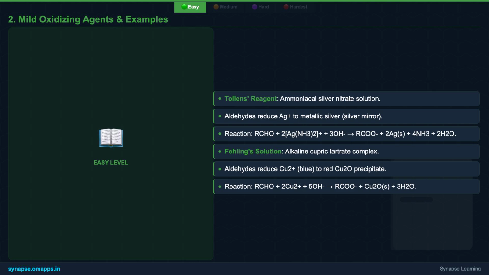Ketones, however, lack this special hydrogen. Instead, they have two alkyl or aryl groups on either side of the carbonyl carbon, making them resistant to gentle oxidation. This is why we use specific mild reagents like Tollens' reagent and Fehling's, which selectively oxidize aldehydes, even serving as a test to distinguish them from ketones. Remember the silver mirror test for aldehydes.